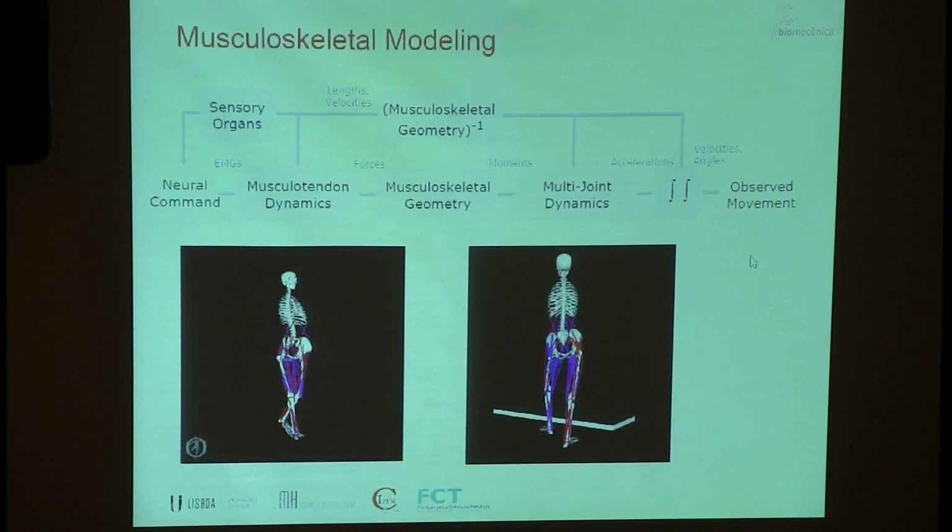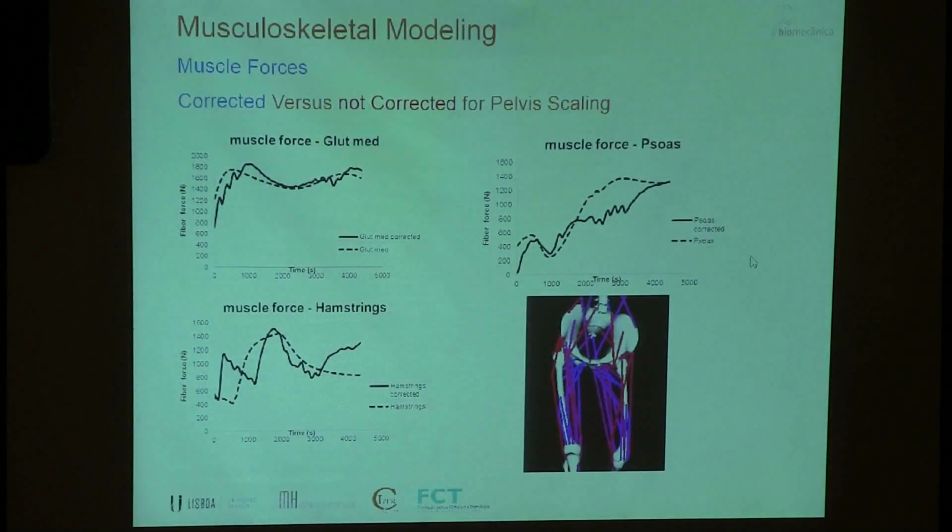And when we do that, then we can compare corrected versus non-corrected muscle activation. And again, we can see that, for instance, for hip muscles, usually the activation estimated with the corrected, subject-specific data will be lower.